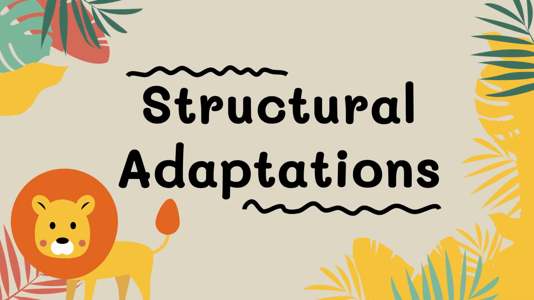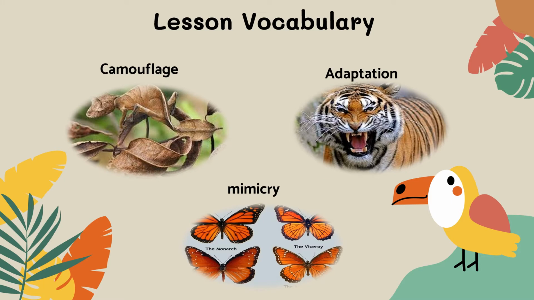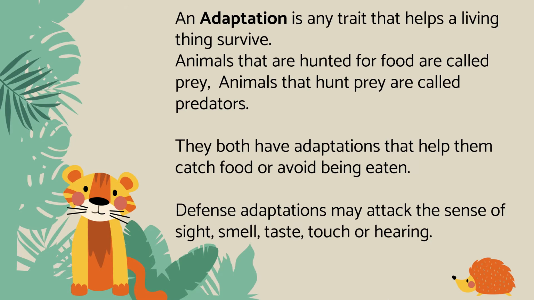Now let's talk about structural adaptations. And this is the lesson vocabulary: camouflage, adaptation, mimicry. An adaptation is any trait that helps a living thing survive. Animals that are hunted for food are called prey. Animals that hunt prey are called predators. They both have adaptations that help them catch food or avoid being eaten.